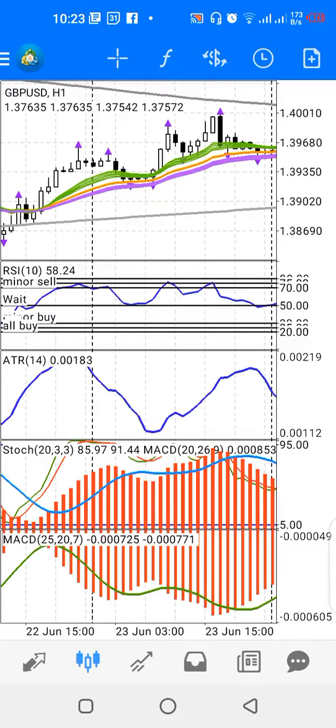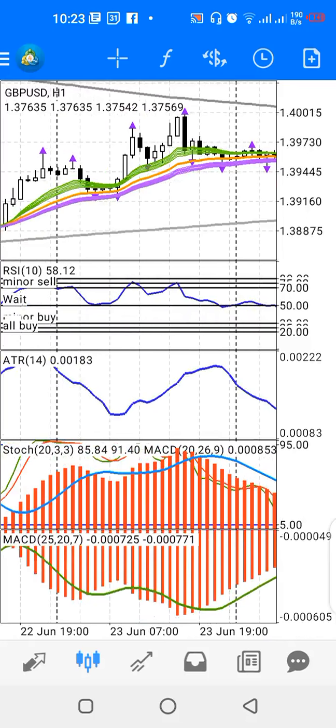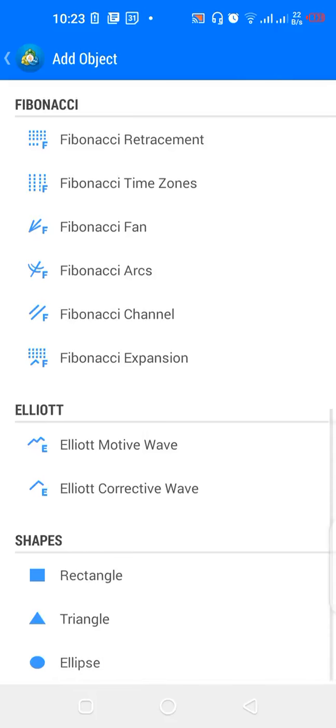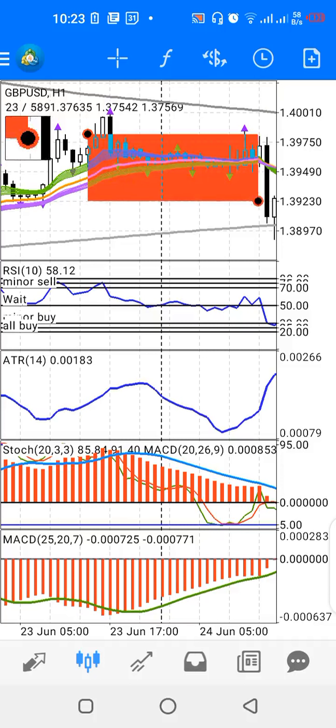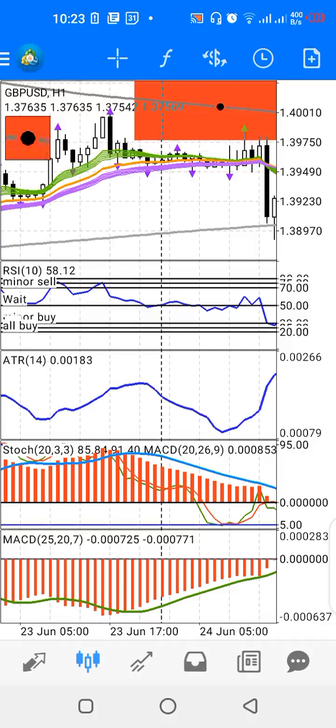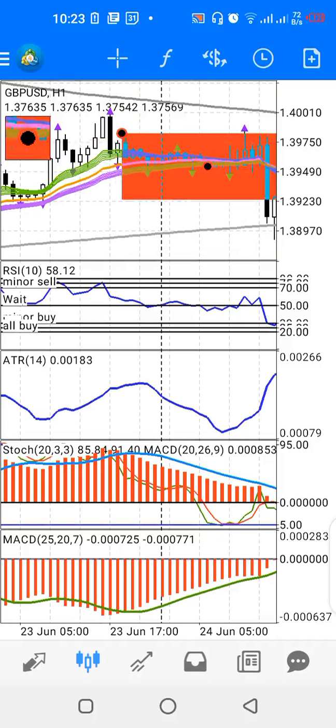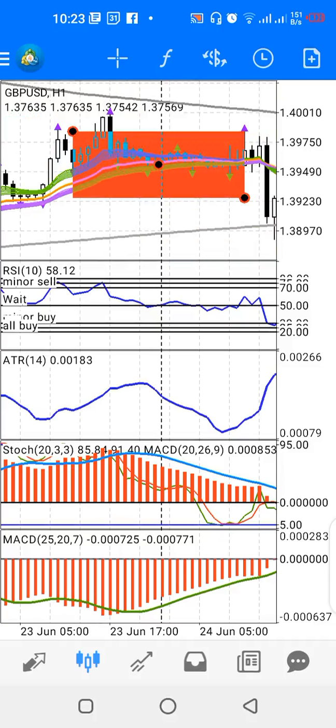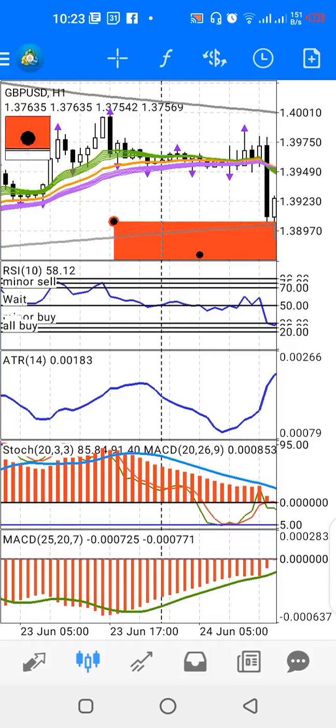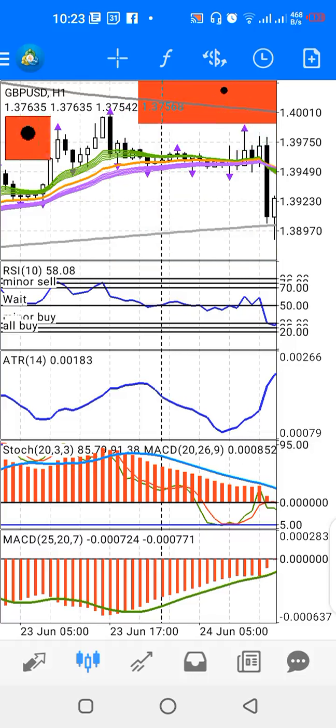Don't forget these two gray lines. If the belt is between the two gray lines, like you have around here, there's the first gray line, there's the second gray line, and now the belt is between the two, that's a range. But if the belt drops below the two, you have your bearish trend confirmation. If the moving average belt, green, orange, and purple, rises above the two, then you have your bullish trend confirmation.